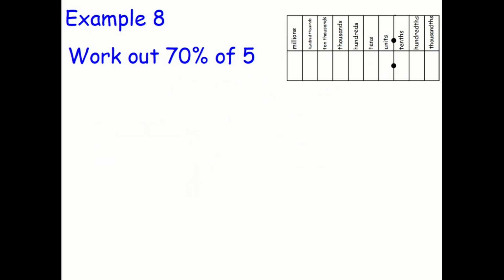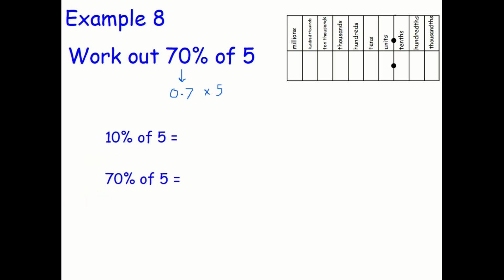Example 8. Again, just like I've just said in the previous example, if you are really confident with your multiplying of decimals, you can, of course, do 0.7, because that's 70% as a decimal, and you can multiply it by 5. You can absolutely do it that way if you prefer.